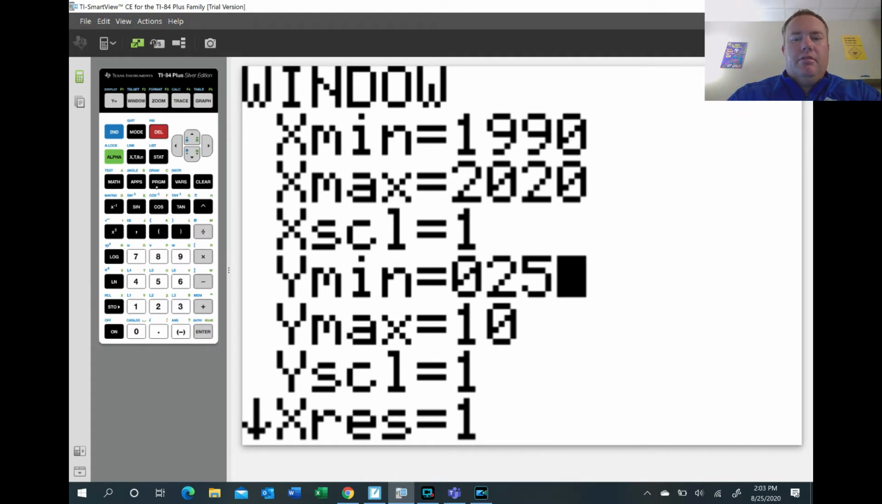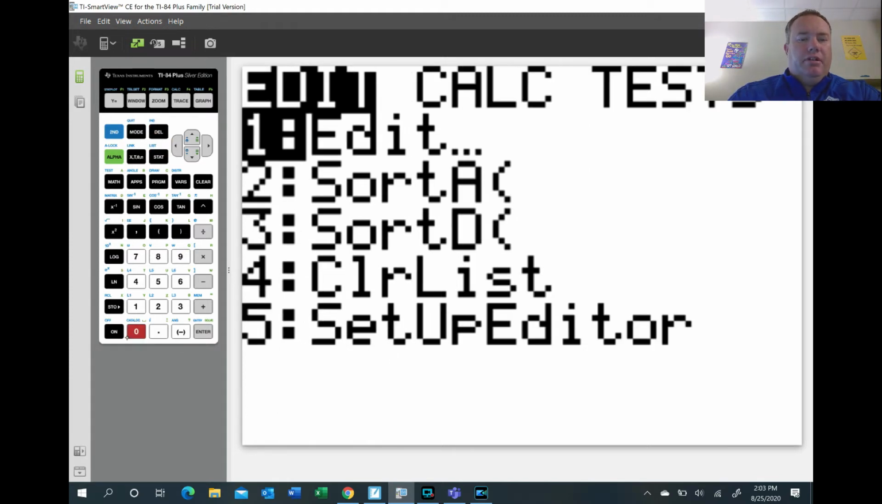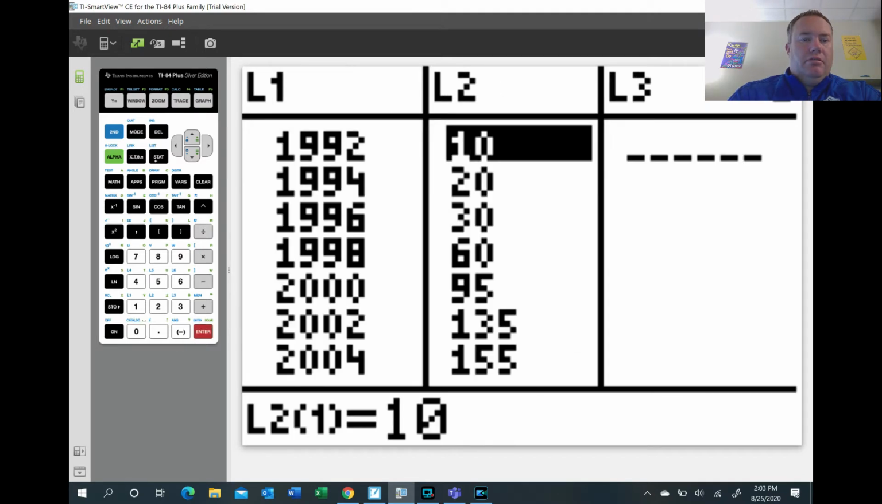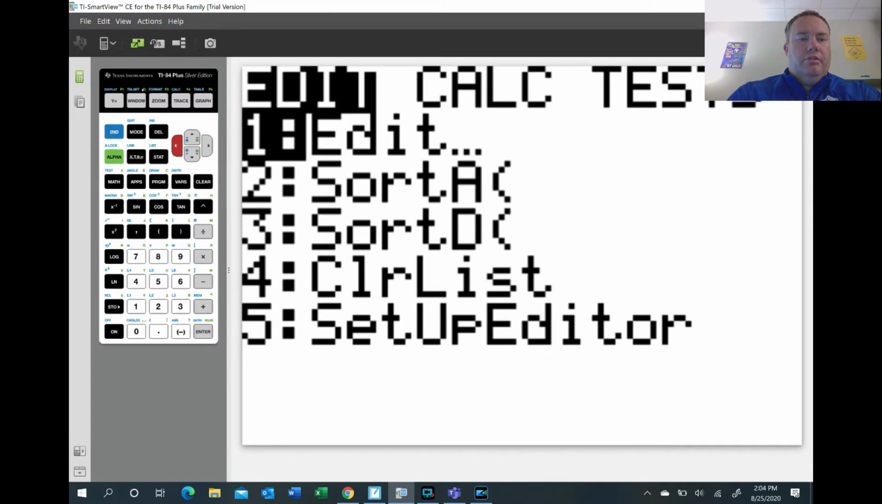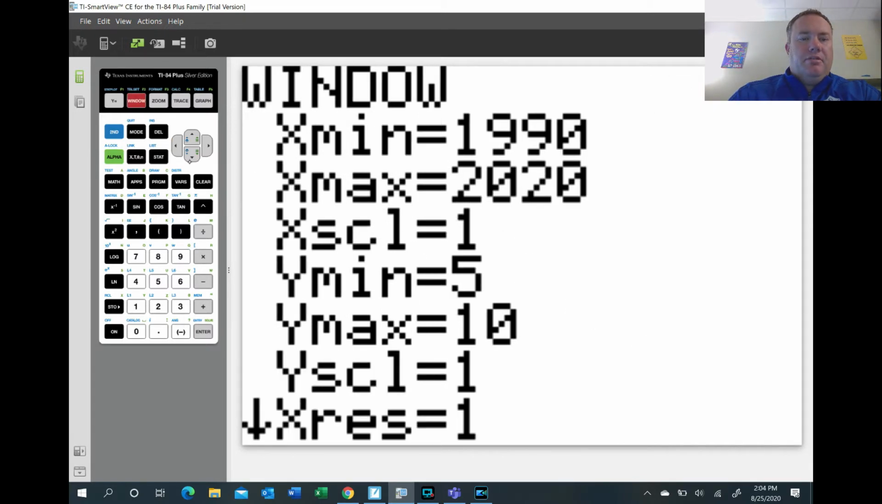Sorry, guys. Still getting used to using this thing, too. Whoops, sorry. Went back too far. Now we go stat. Oh, window. Sorry, we're at window. Let me go back. All right, so we had a Y minimum of 0. And then for Y max I'm going to use about 250.